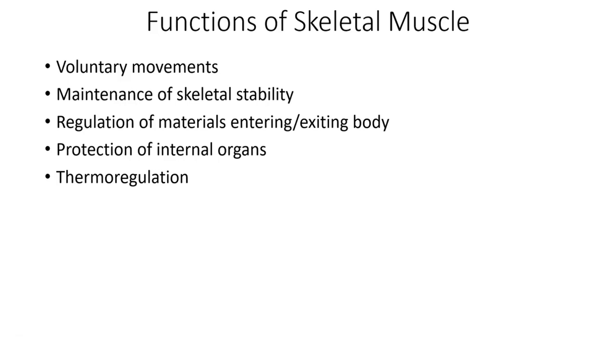So skeletal muscle specifically has some different functions. Voluntary movements is one, so the ability of us to move our body, to raise your hand, to walk, to remain upright, to sit, to stand, to lay down, to do all of our normal general daily movements. Those are all voluntary movements. Next function is just general maintenance of skeletal stability, so keeping our bones where they're supposed to be, and ensuring that those bones are moving only the ways that they're supposed to and not too far out of their normal range of motion.